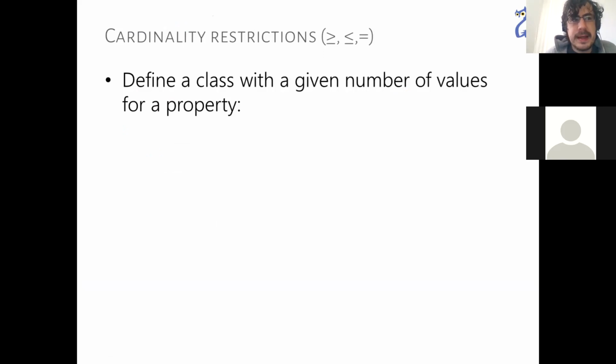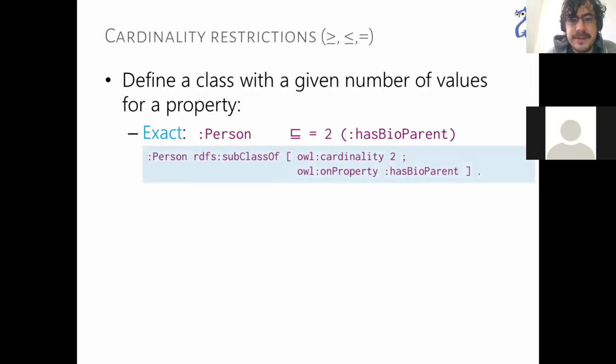so the last kind of categorization of features are cardinality restrictions, which allow us to define a class with a given number of values for a property. And we can define an exact version of cardinality. For example, a person is a subclass of has precisely 2 biological parents, which means that if you're a person, you have precisely 2 biological parents. Although this is not actually 100% strictly true, but this is what this claim would mean. So here's how we write it in Turtle. Person subclass of cardinality 2 on property has biological parent.